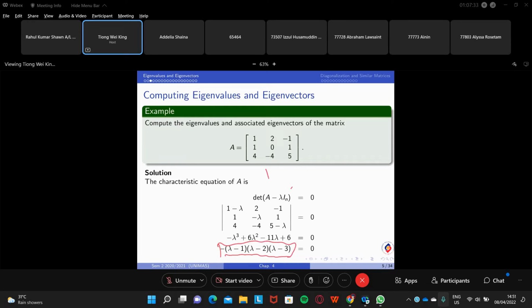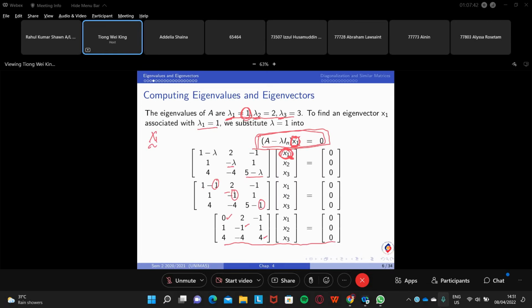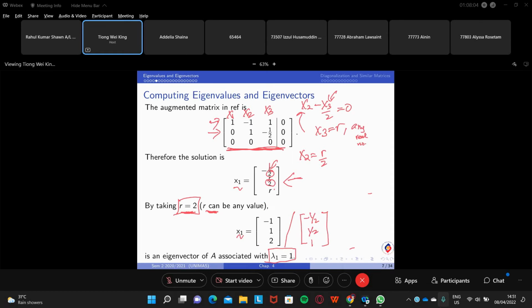From here you get lambda equals to 1, 2, 3. So what we do is, because there are 3 lambdas, you do labeling: lambda 1 equals to 1, lambda 2 equals to 2, lambda 3 equals to 3. Then you substitute each lambda into this system to find the eigenvector x. So for the first lambda, lambda 1 equals to 1, we have this.